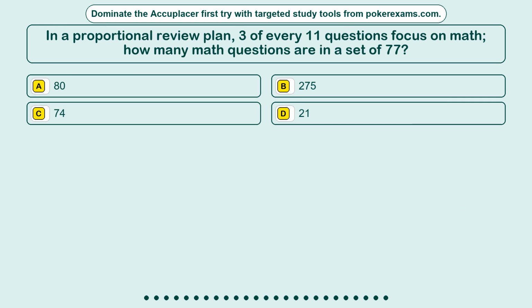Question 5. In a proportional review plan, 3 of every 11 questions focus on math. How many math questions are in a set of 77? Option A, 80. Option B, 275. Option C, 74. Option D, 21.